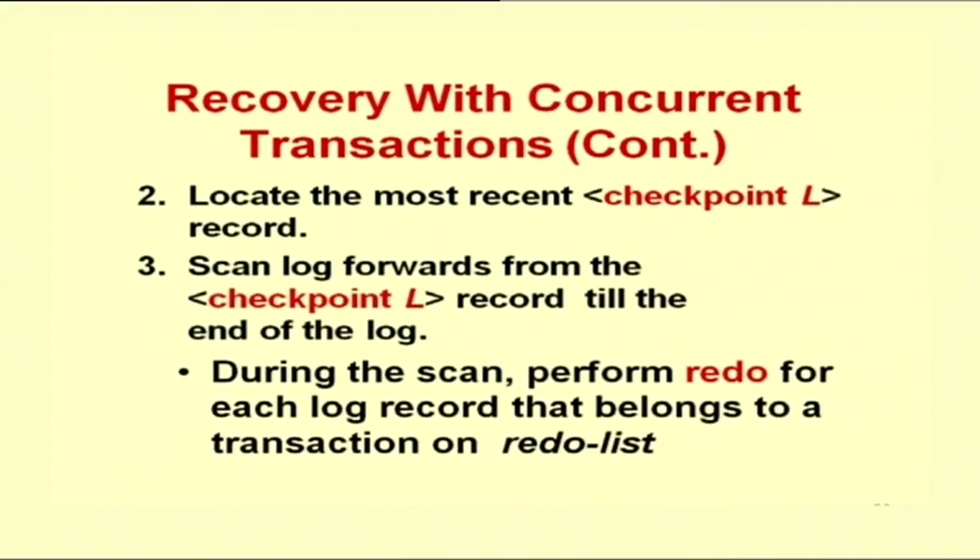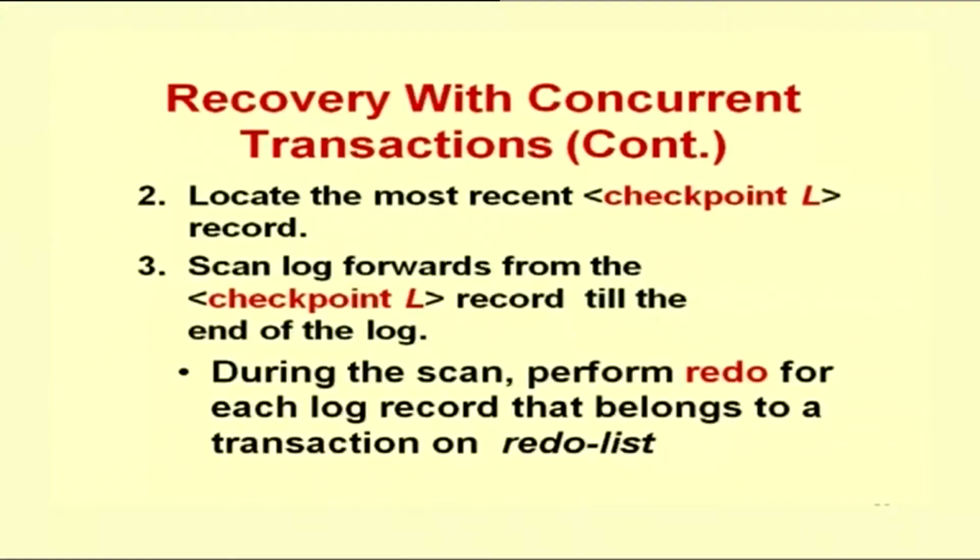So, locate the most recent checkpoint L record and then scan forwards from the checkpoint L. The same process we followed for the sequential. There we had only one transaction, here we are talking about concurrent transactions. So, you scan forward from the checkpoint L record till the end of the log, and during the scan, what you do is perform redo for each log record that belongs to a transaction in the redo list.